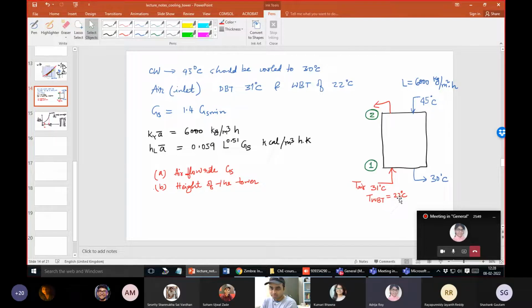I found the enthalpy of dry air and the enthalpy of saturated air corresponding to 31 degrees centigrade. Then I found that the relative humidity was around 60% from the given DBT and WBT, and then I interpolated to find the enthalpy. So is that relative humidity or percent humidity? Percent relative humidity. Why are you saying relative then?